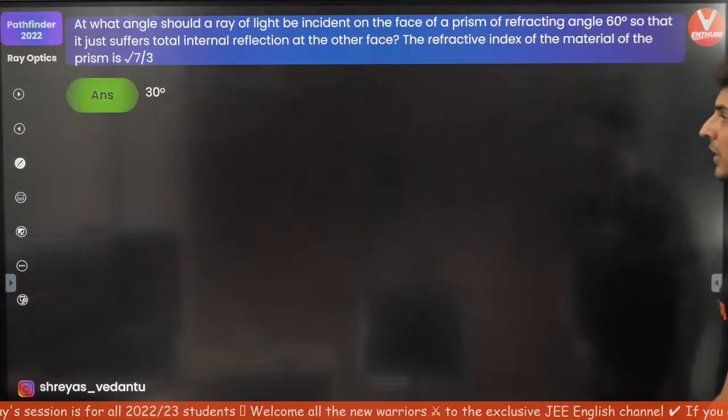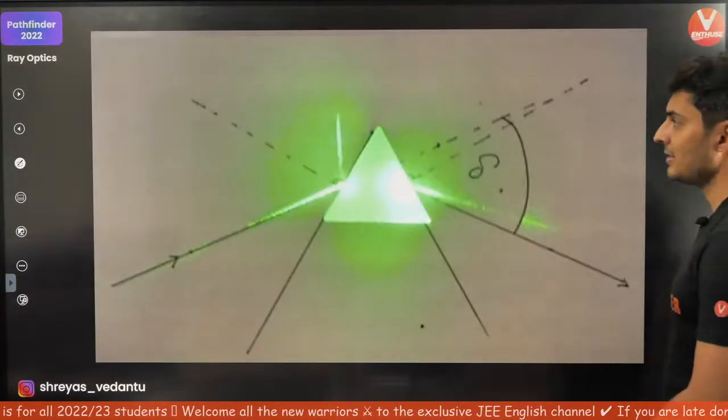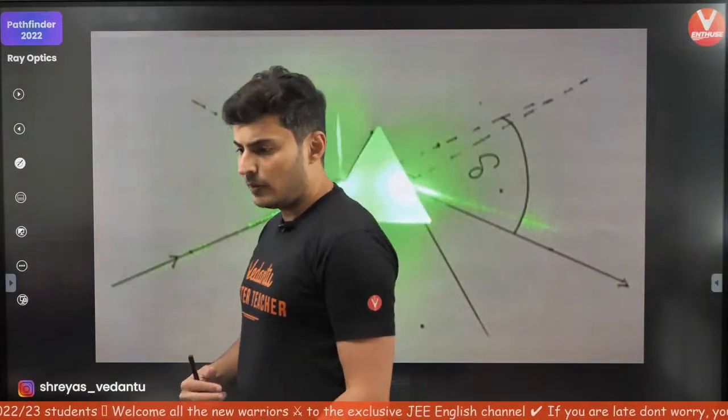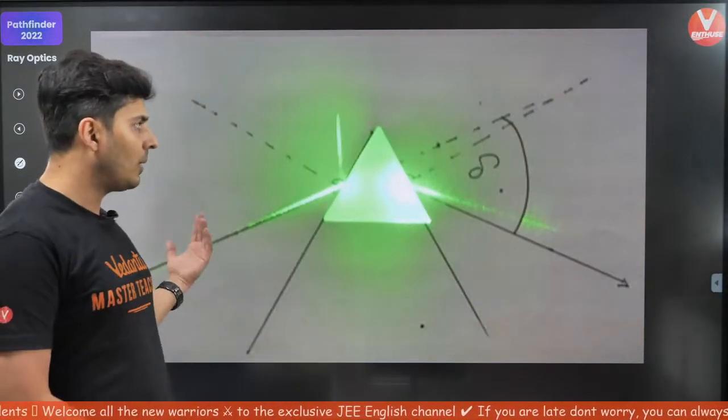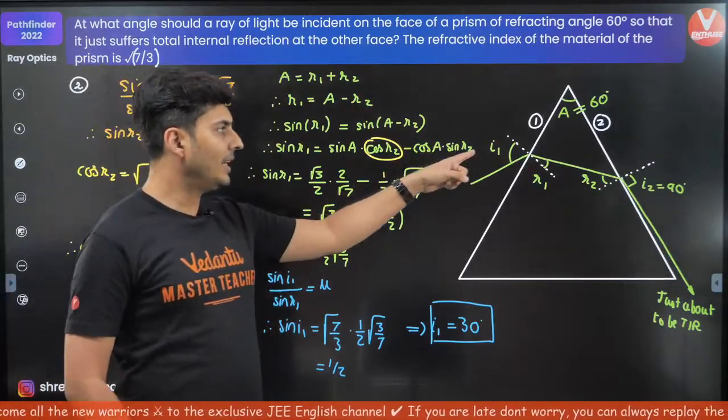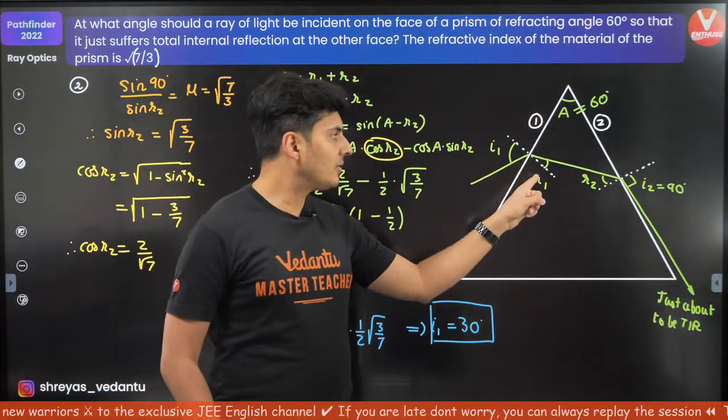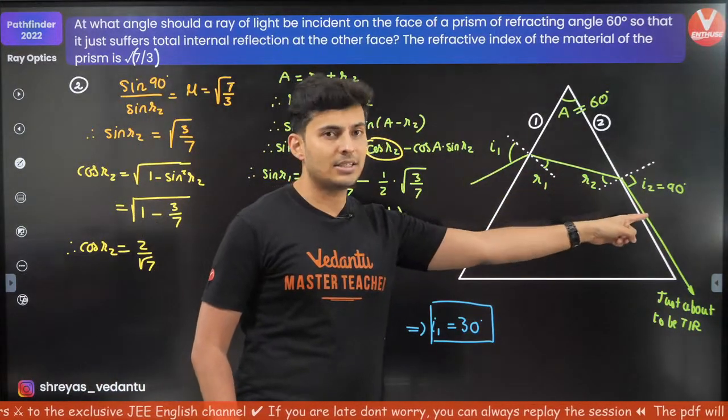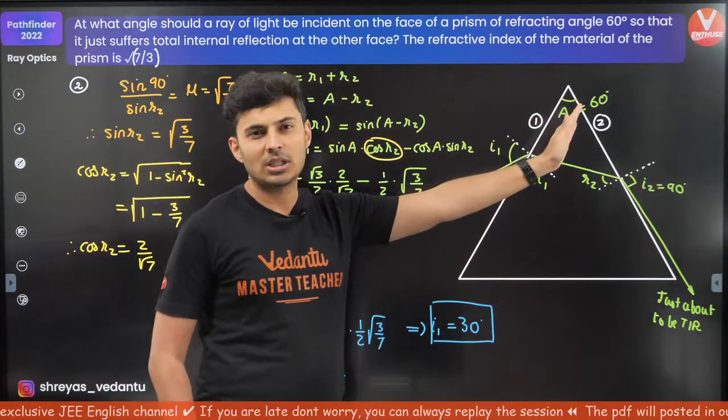Okay. So moving on to the next one. Yes, 30 degrees is the answer. Now, you have understood from the previous question that if I change this, this will change. If this is changing, this will change. This changes, that changes. And the deviation will also change.